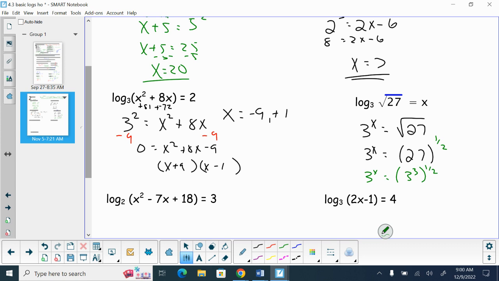We have a power to a power. What do we do with our exponents when we have a power to a power, Cindy Miller? Multiply them. So we have 3 to the 3/2 power. If my bases are equal, my exponents must be equal. If your bases are equal, exponents are equal. So x then would equal 3/2.